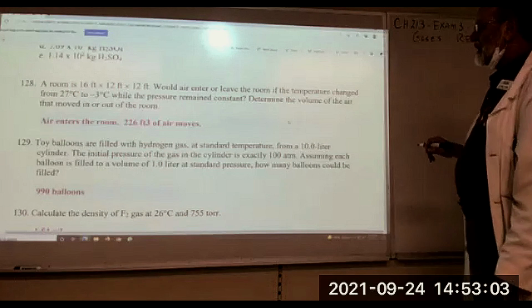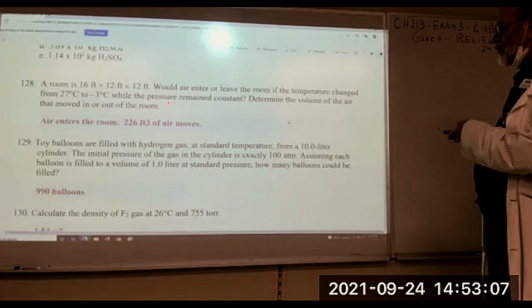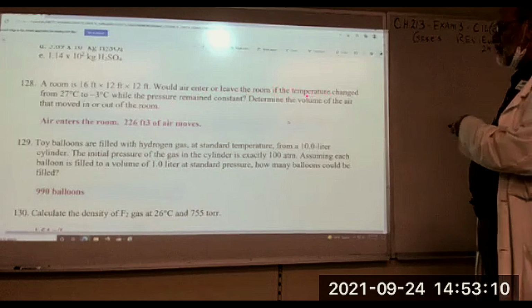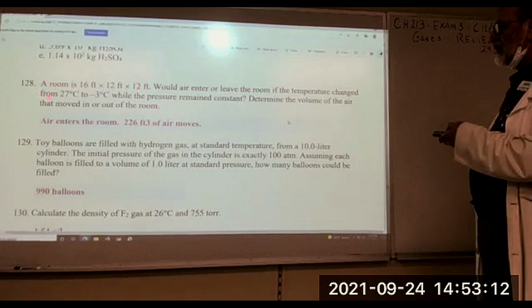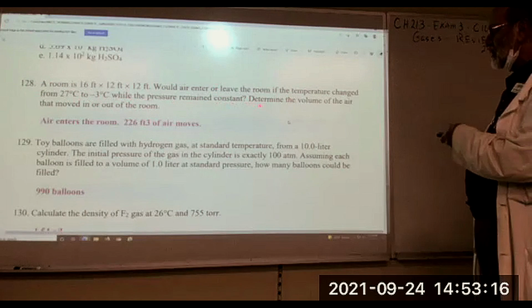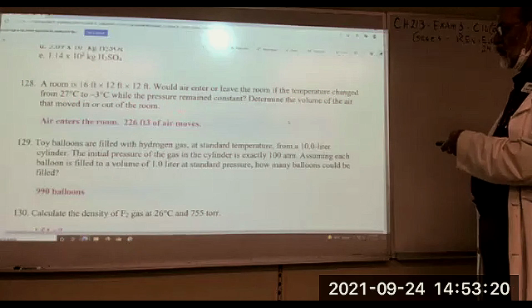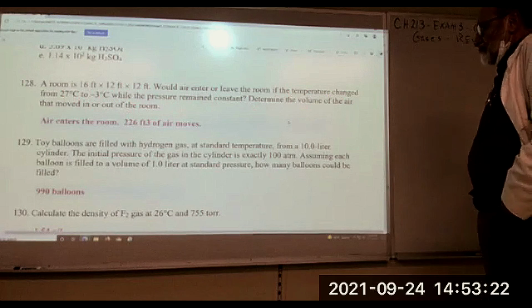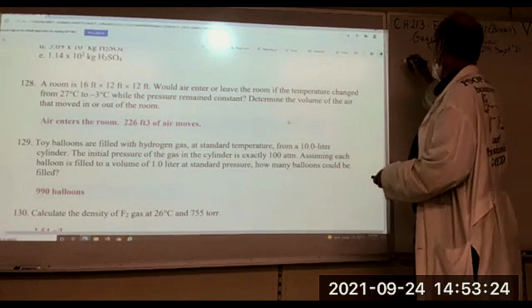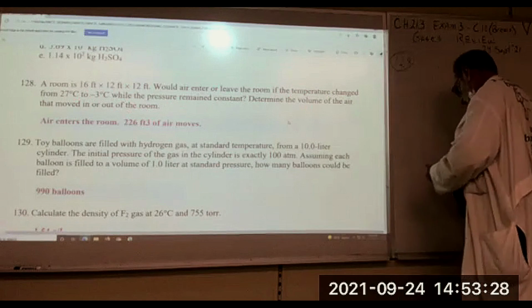So a room is 16 feet by 12 feet by 12 feet. Would air enter or leave the room if the temperature changed from 27 degrees to -3 degrees while the pressure remained constant? And then determine the volume of the air that moved in or out of the room. All right, this is two steps, a qualitative and a quantitative.